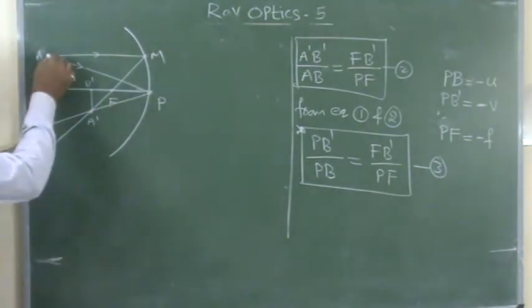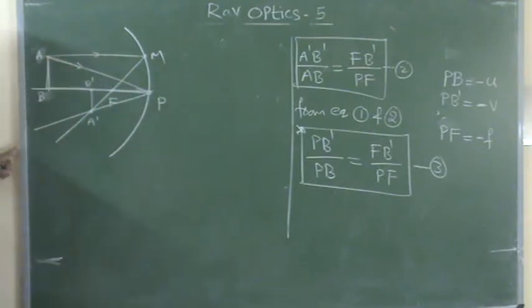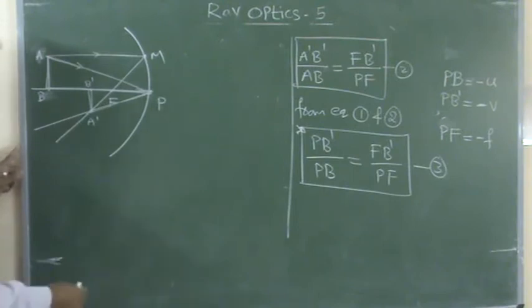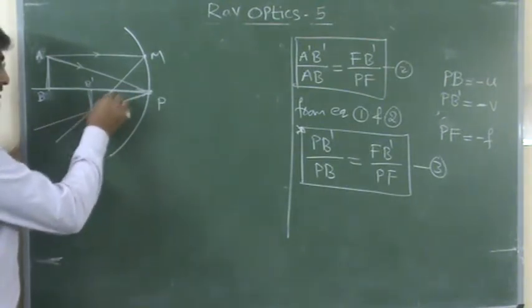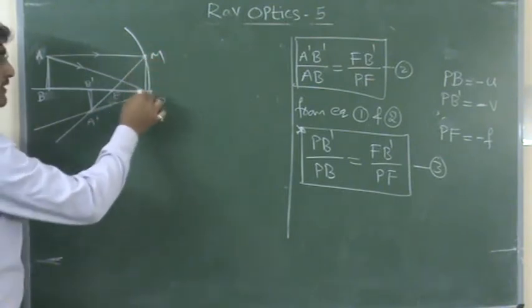So this is the simple structure of the diagram we took. Here we took two sets of similar triangles. The first set is this one, this one. This is the first set of triangles. What is the second set? A'B'F and MPF.